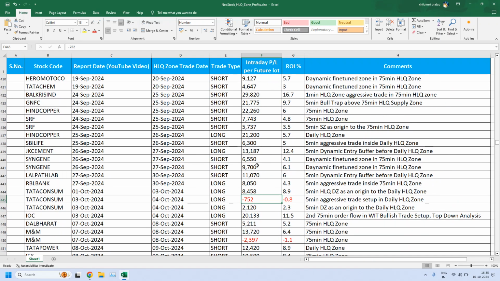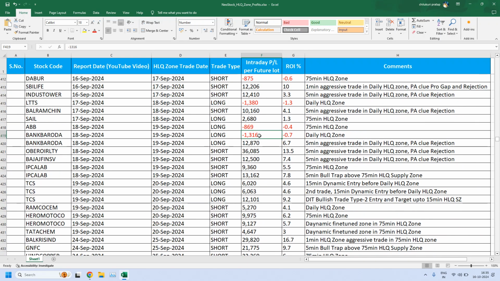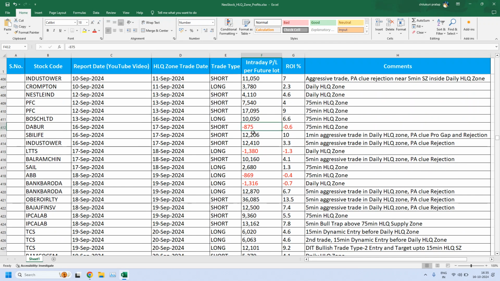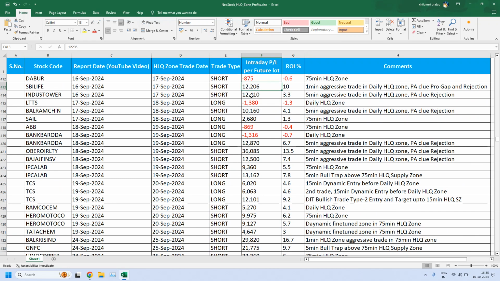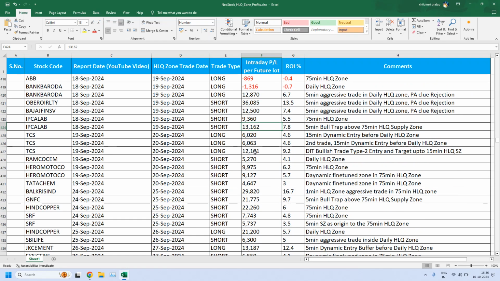See, 750 rupees profit earlier. But before that, see how many profits we got. Again 1,300, 869, 1,300, 875. See, the losses are very minimal, but look into the profits, 12,000, 12,000, 10,000. This is the least profit, 2,680. Again 12,000, 36,000 rupees profit, 12,000, 9,000, 13,000, 6,000, 6,000, 12,000.